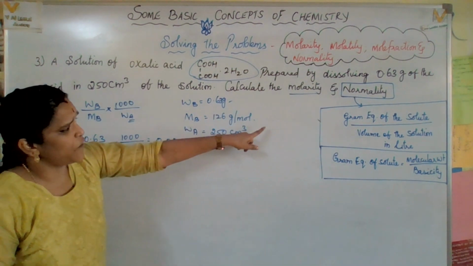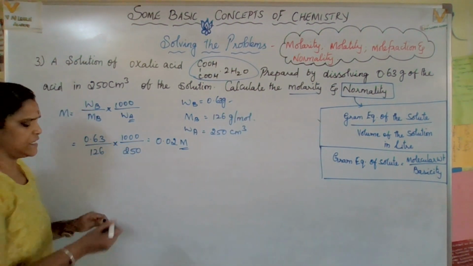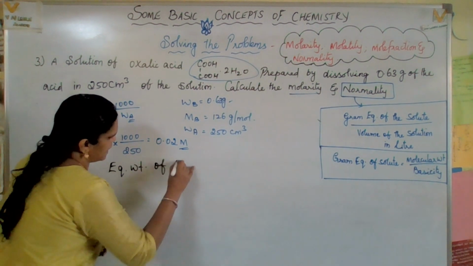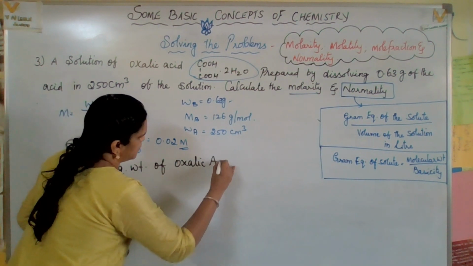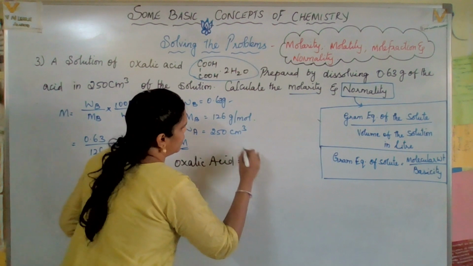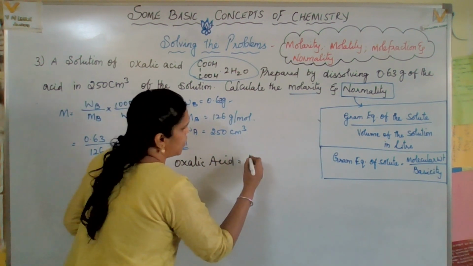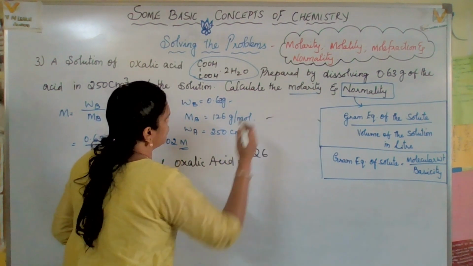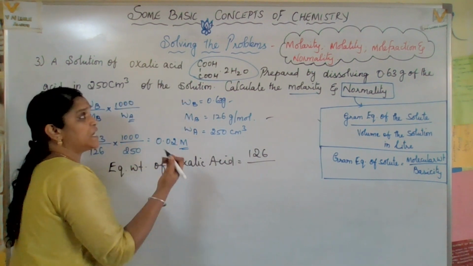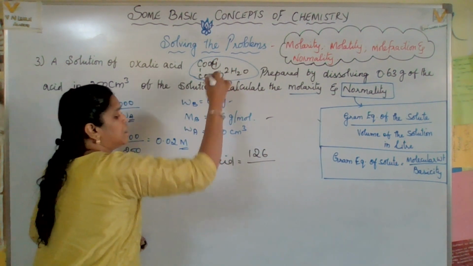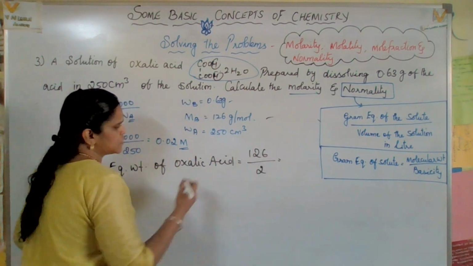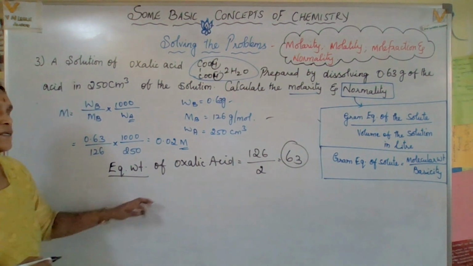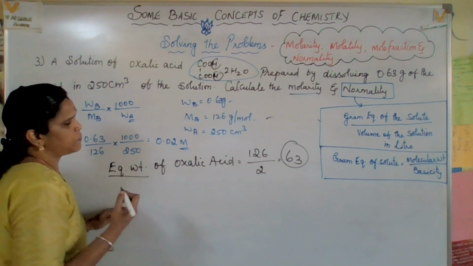So let us identify the equivalent weight of oxalic acid. Equivalent weight of oxalic acid equals molecular weight by basicity. The molecular weight of oxalic acid is 126, divided by basicity, the number of H plus ions, which is 2. So the equivalent weight of oxalic acid is 63. And there is no unit for equivalent weight. Please note it down.